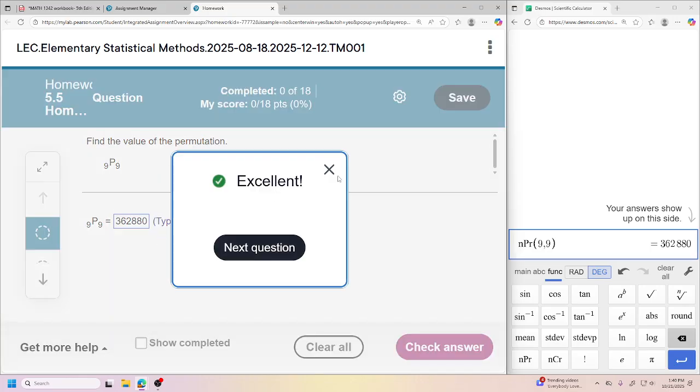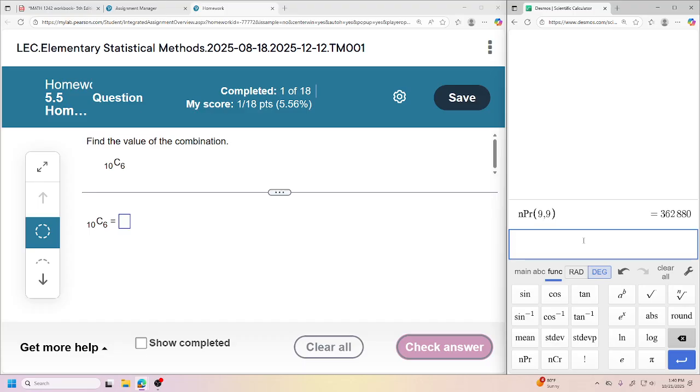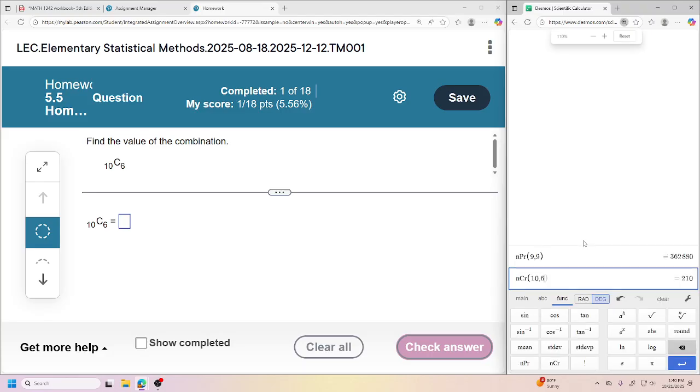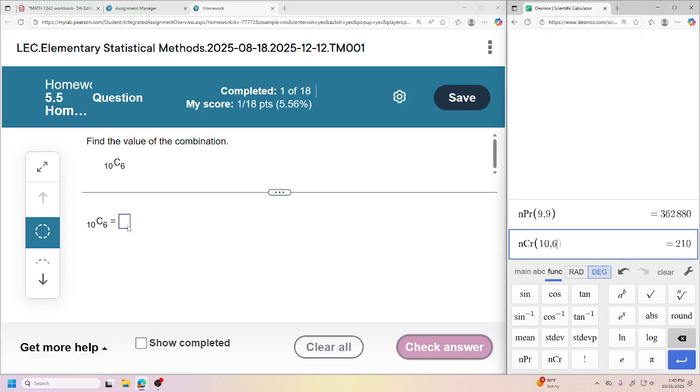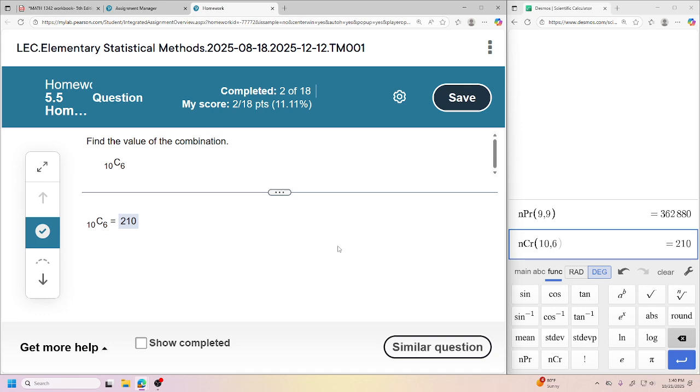362,880. Done. If we have two separate numbers, you put the first number first and the second number second. So here we've got the nCr. First number first, second number second. I don't know what just happened, but I want to make that bigger. There we go. That's just calculator stuff, right? If you remember, the P is for when order is important, and the C is for when order is not important. But we'll see that here in a second.